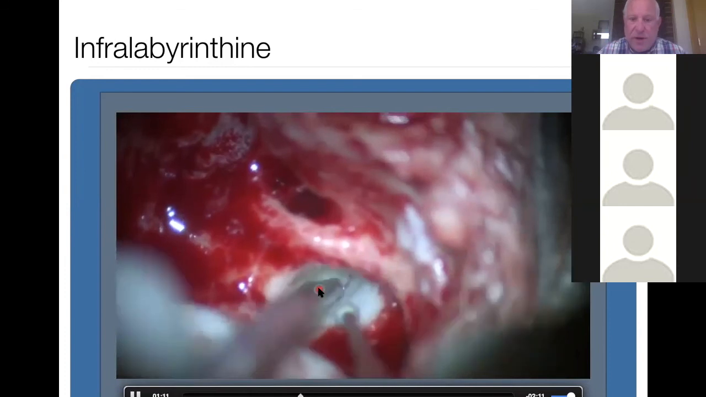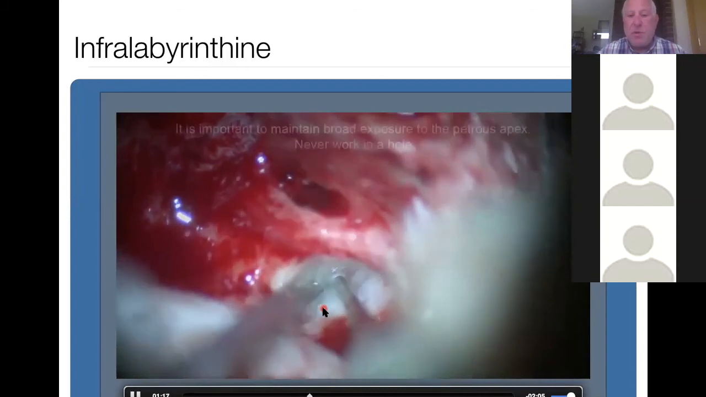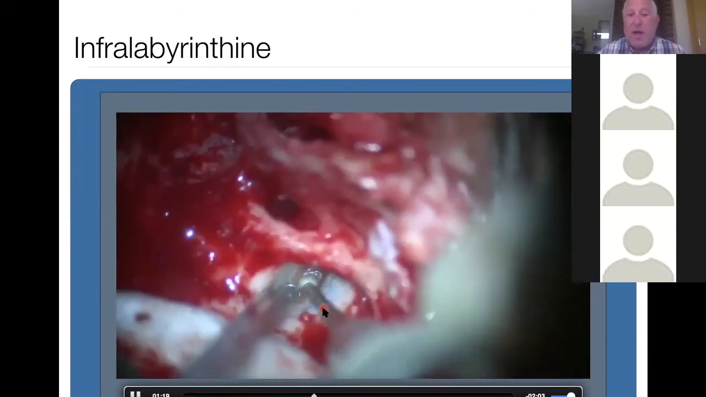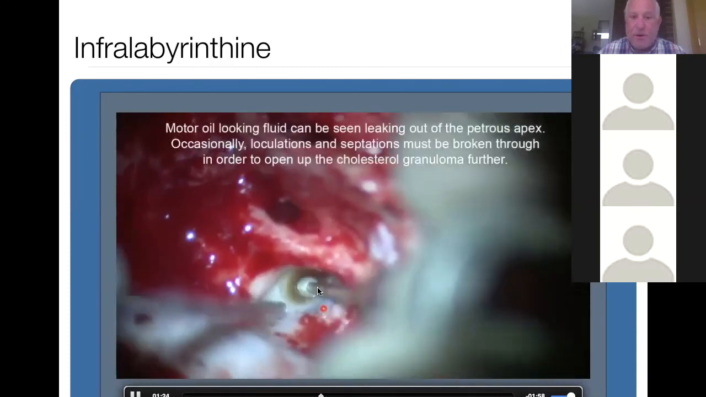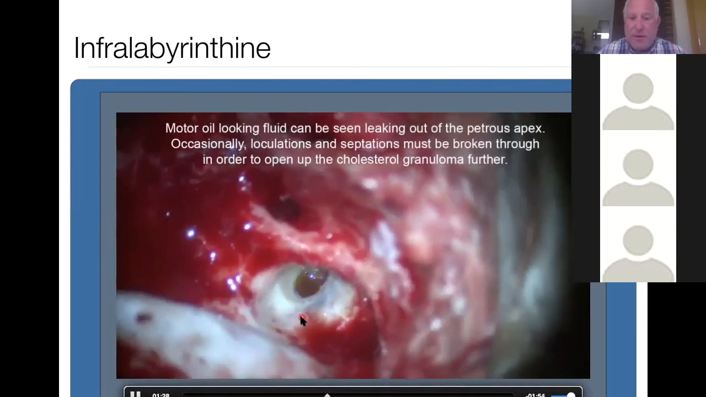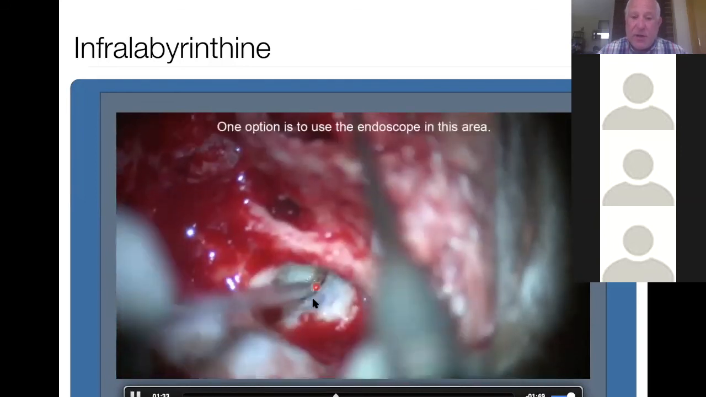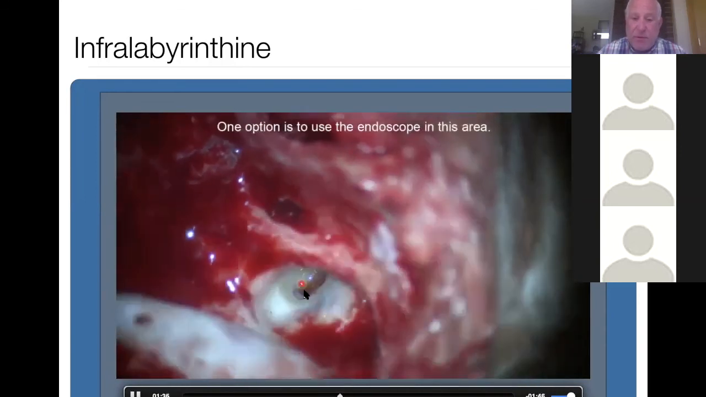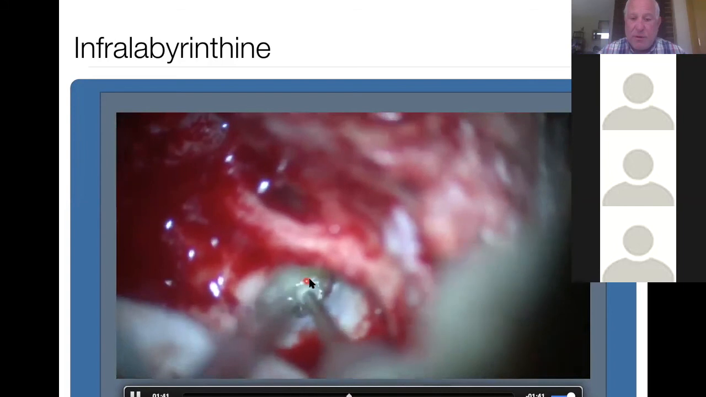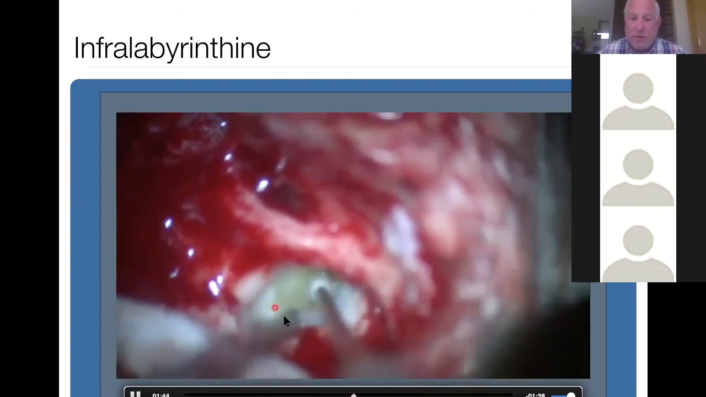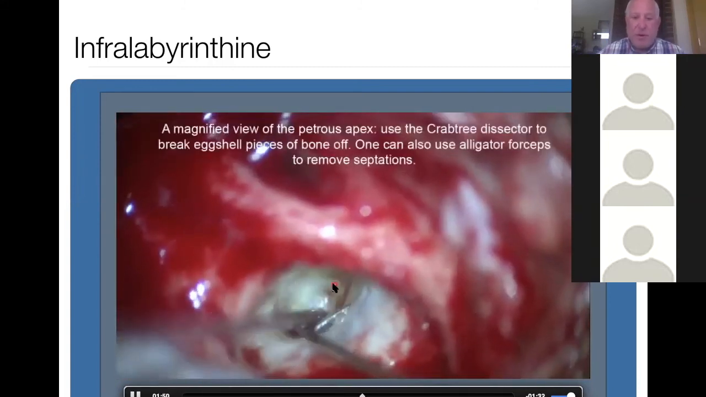And we do this very carefully. You can see we're drilling, we're stopping, we're drilling, we're stopping. Every time we do this, we're looking to see where we're at and what's just below the drill bit. Here's our brown fluid. Now we can take a curette or a little dissecting hook, and we can open this up if we prefer to use that method instead of the drill. Go slow, be careful, and here's our motor oil.